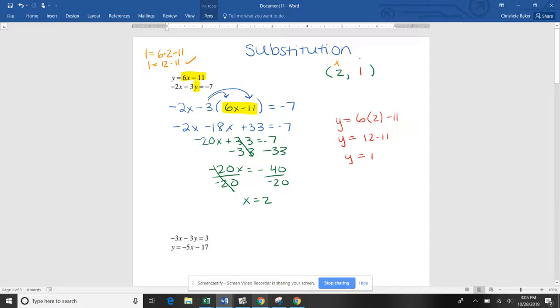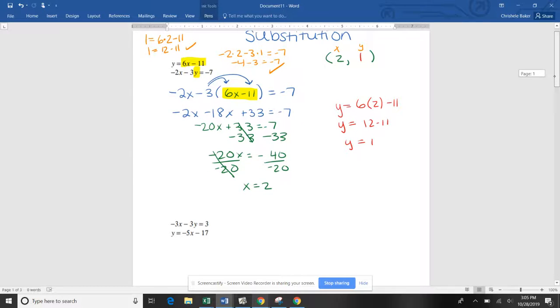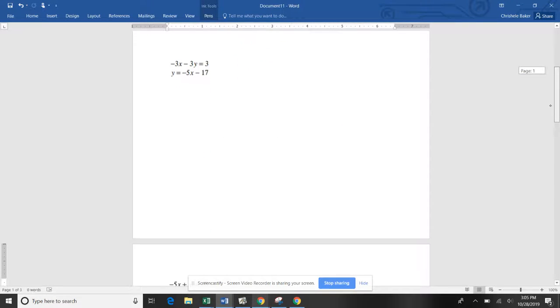Substituting 2 in for x and 1 in for y, negative 2 times 2 minus 3 times 1 should equal negative 7. Well, negative 2 times 2 is negative 4. 3 times 1, negative 3, negative 4 minus 3 is negative 7. Yeah, it works. So what does this mean on a graph? If I were to graph both of these equations, my two graphs would cross at the point 2, 1. That's my intersection point.